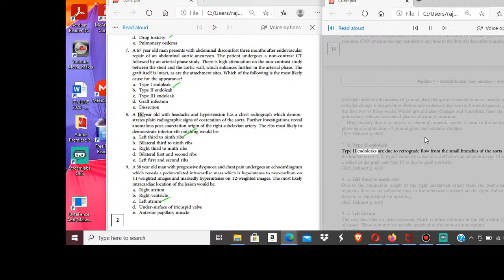7b. Type 2 endoleak. Type 2 endoleaks are due to retrograde flow from the small branches of the aorta such as the lumbar arteries. A type 1 endoleak is due to a seal failure at either end. Type 3 is due to a defect in the graft, and type 4 is due to graft porosity. Ref. Dähnert p. 469.